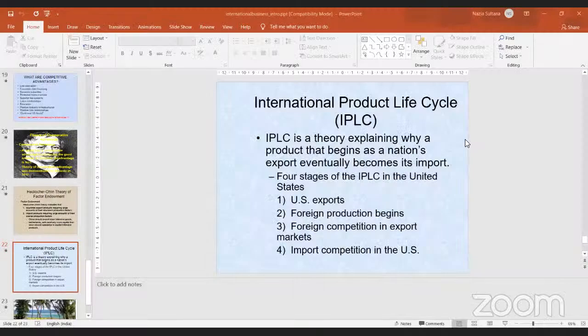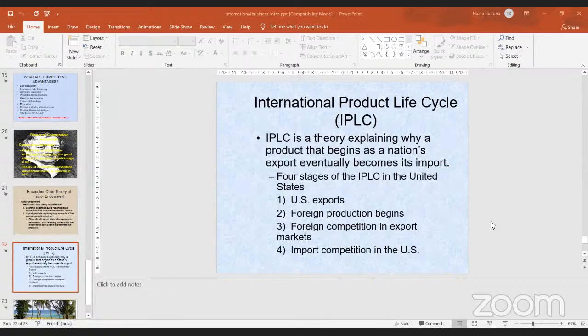In the international product life cycle theory, you were talking about a nation's exports which will eventually also become its own imports. The international product life cycle is this: first you produce to fulfill your domestic demand. Once domestic demand is met, export happens, then foreign production will begin. So you are producing to send to other countries. Then when other countries are receiving it, other competitors will also start producing.